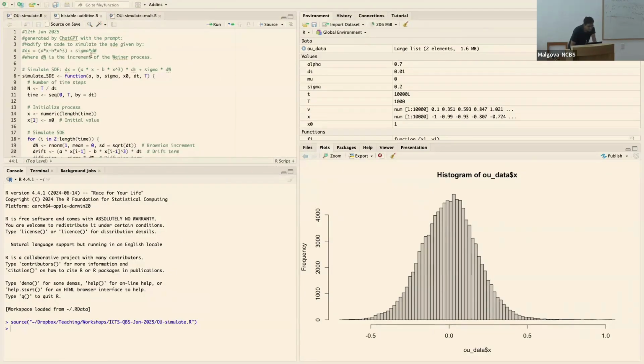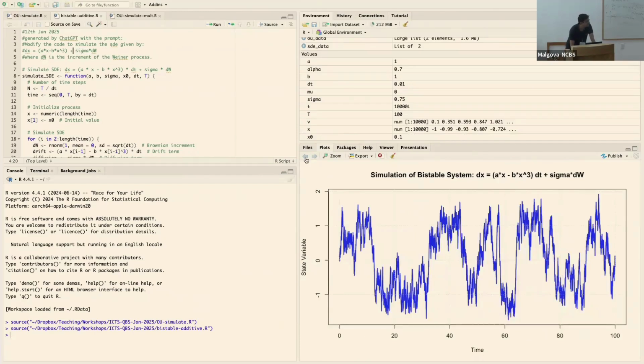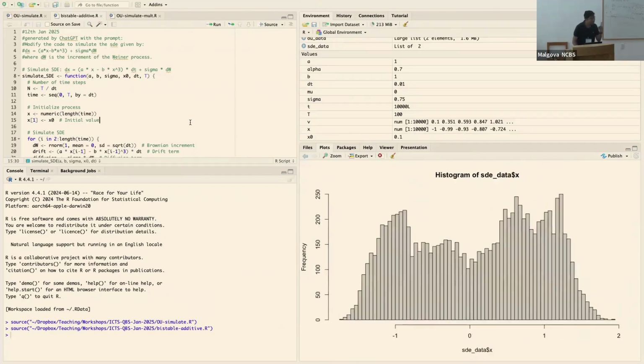Then I also asked, please modify the code to simulate the SDE given by this, which has two fixed points, one at +1, one at -1, and then I added additive stochasticity. It again gave me something. Let me see if it's correct. See, it's cool, no? One year back, it would make a lot of mistakes in the code. It is not making those kinds of mistakes anymore.